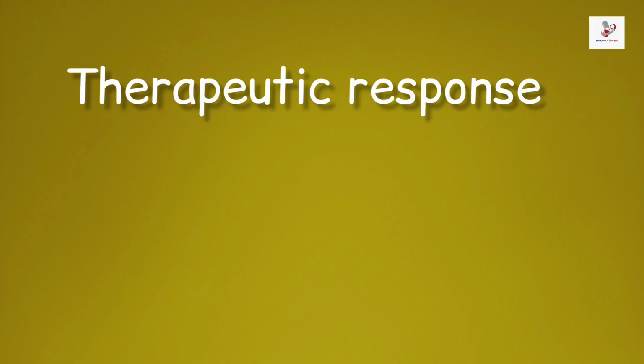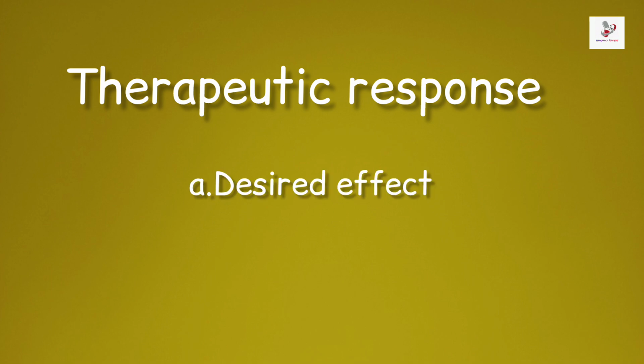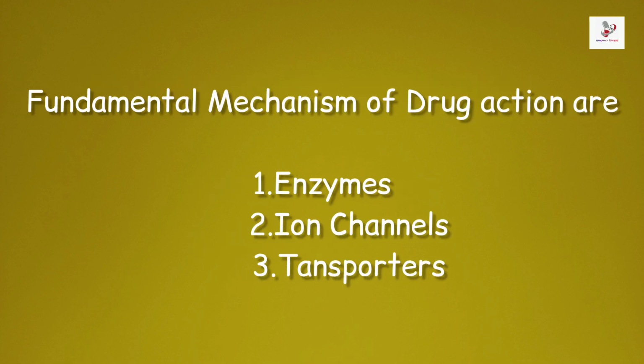And second one, therapeutic response. In this, there are two types, desired effects and efficacy. In desired effect, the intended therapeutic outcomes such as lowering blood pressure with an antihypertensive. In efficacy, the maximum effect a drug can produce. Next, going to the fundamental mechanisms of drug action. There are enzymes, ion channels, and transporters.